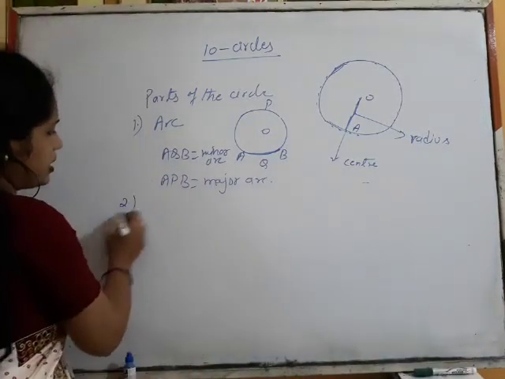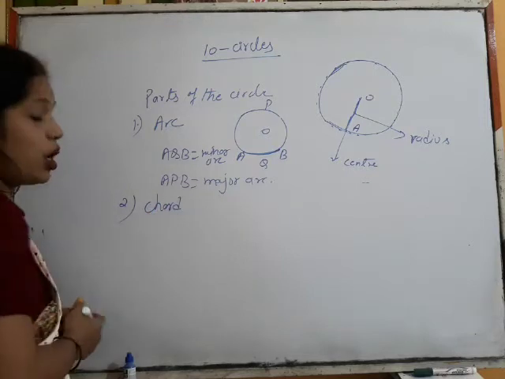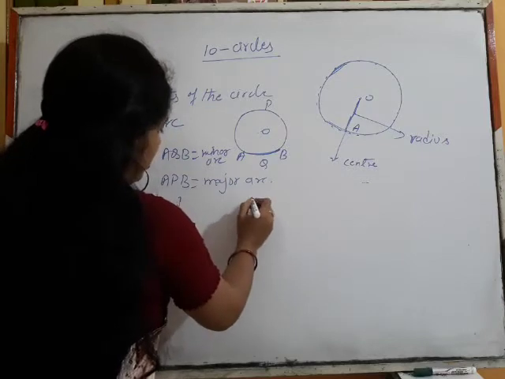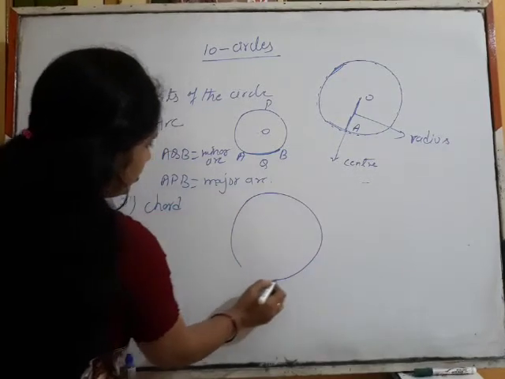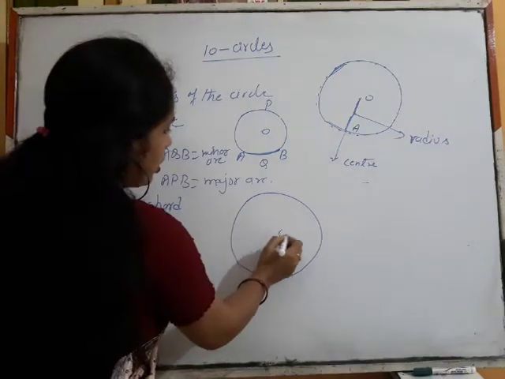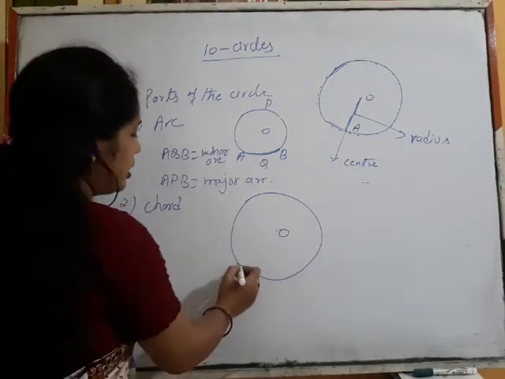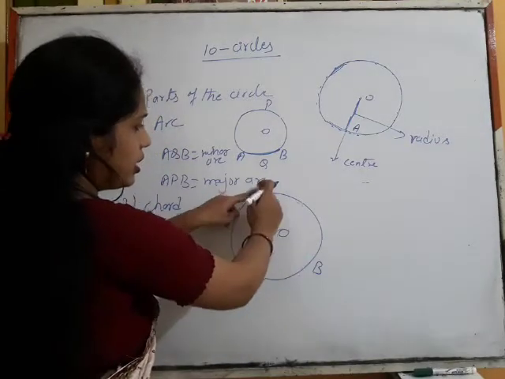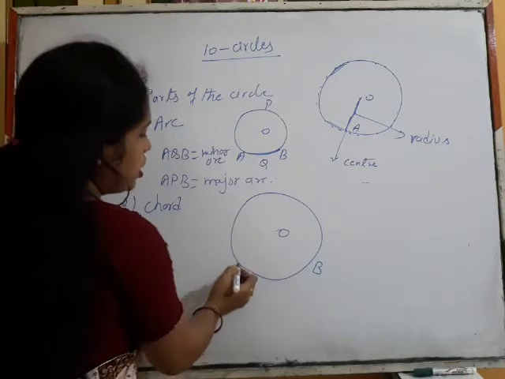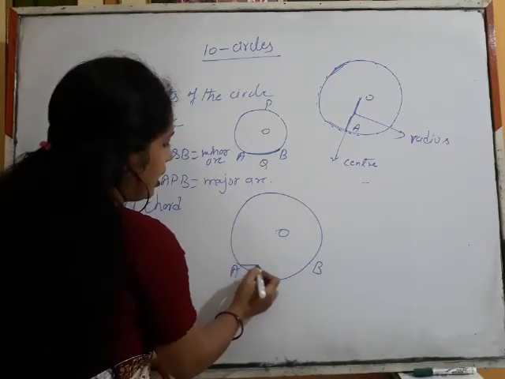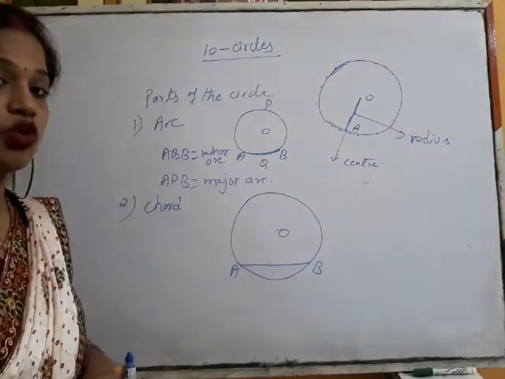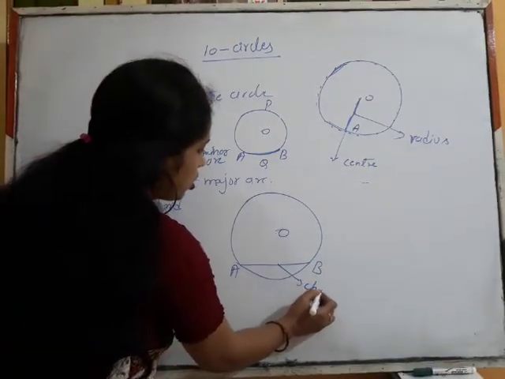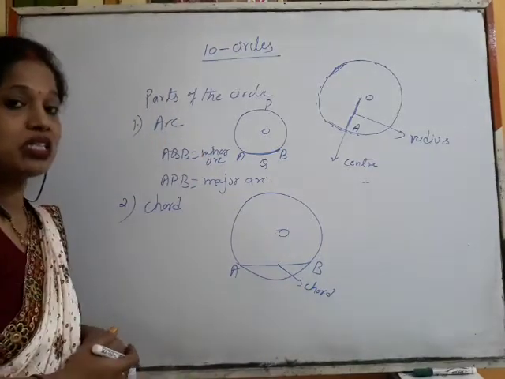Now the second is chord. What is a chord? This is a circle with center O. Again, let us take 2 points on the circle. This part is the minor arc, this part is the major arc, as I have explained. If these 2 points are joined with the help of a line segment, this part is known as a chord.